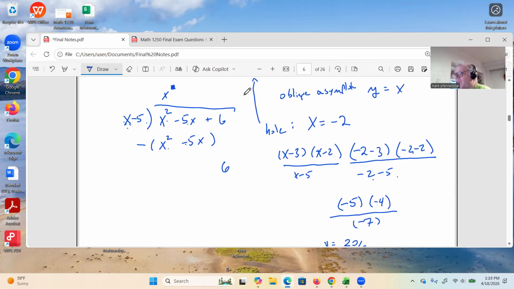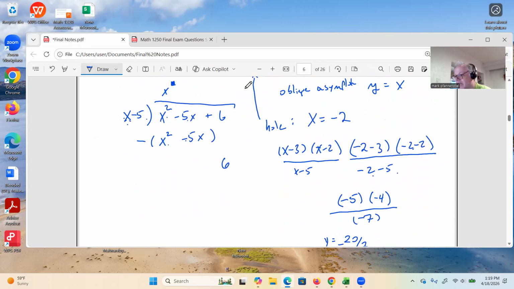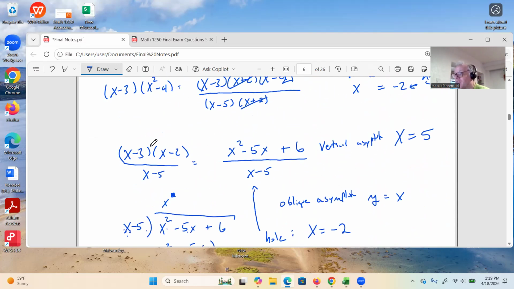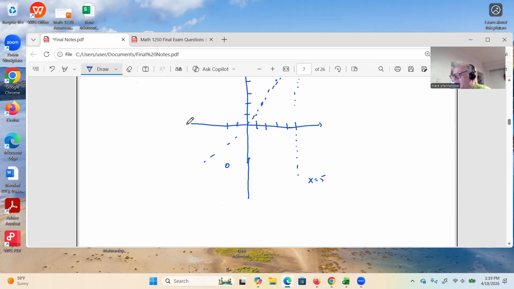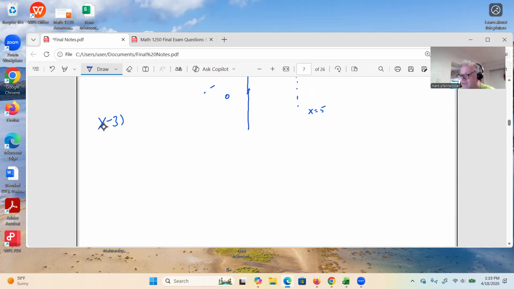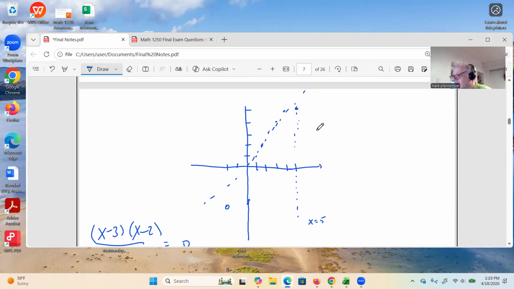One of the points I might want to figure out is where is this function equal to 0? Since I have this in its factored form, we have x minus 3, x minus 2 over x minus 5. Where is this equal to 0? We cross multiply on both sides by x minus 5. We have x minus 3 equals 0, or x minus 2 equals 0. So the function is going to be 0 at x equals 3 or x equals 2. Okay, so I can go over here and say, okay, we need 1, 2, and 3. All right. So I know this is where it crosses.